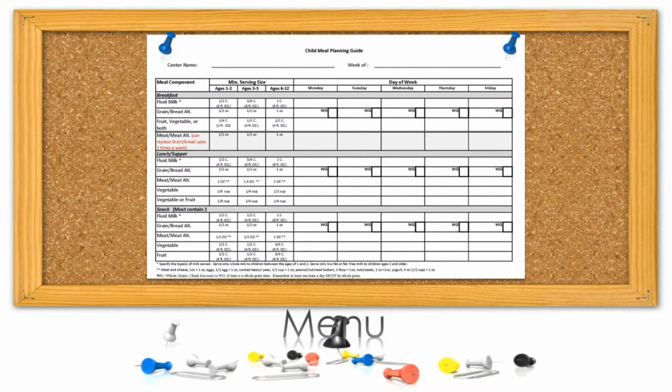The Child Meal Planning Guide is a useful tool to use to create a menu. Let's create one together. At the top, you would want to put your center name and the date. What makes the Child Meal Planning Guide so unique is that it also includes the meal component and serving size. Let's complete breakfast together.